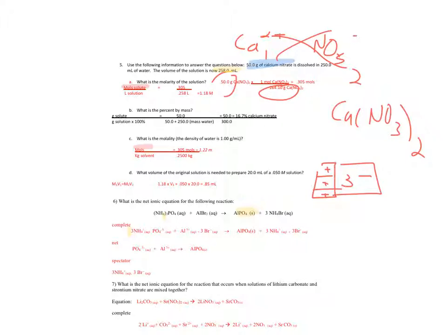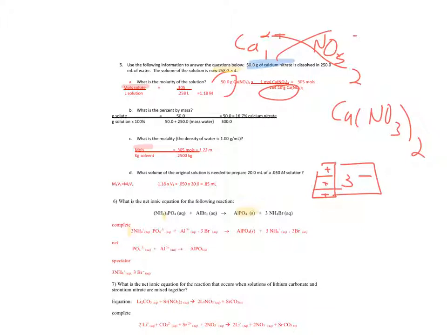Aluminum bromide, 3 is the charge of Al. That's why Br gets a 3. So Al3 plus and then 3 Br minus. Bromine's a halogen, so -1. AlPO4, don't take apart. It's a solid. That's what you're making. There are 3 sets of ammonium bromide, so 3 NH4 pluses and 3 Br minus.